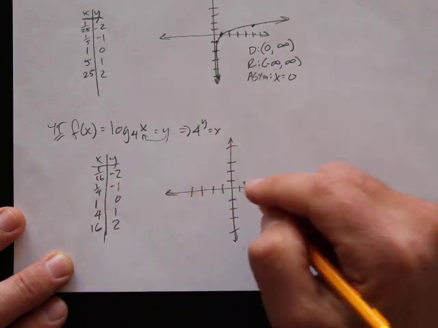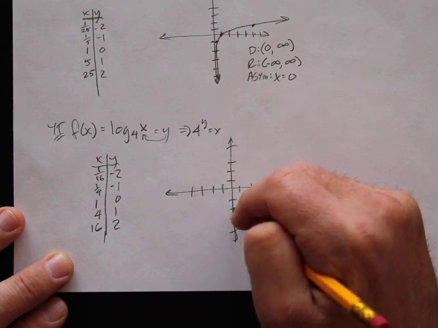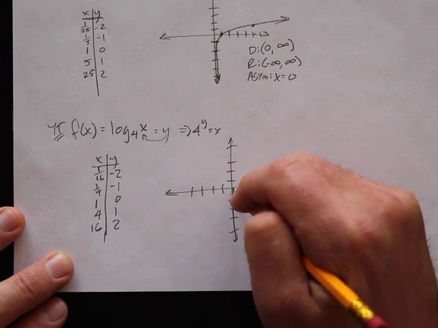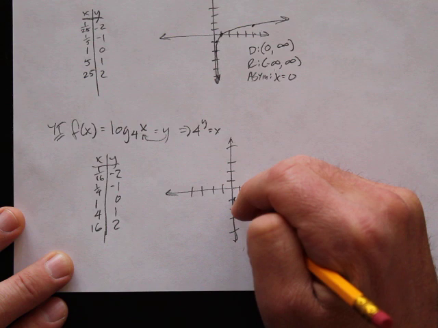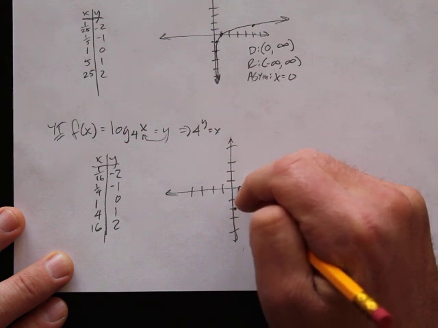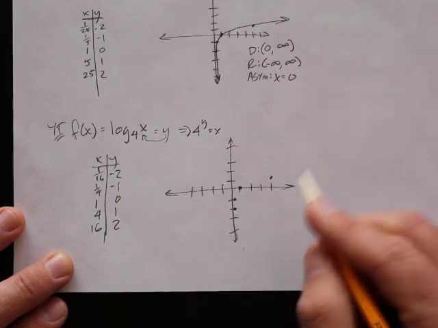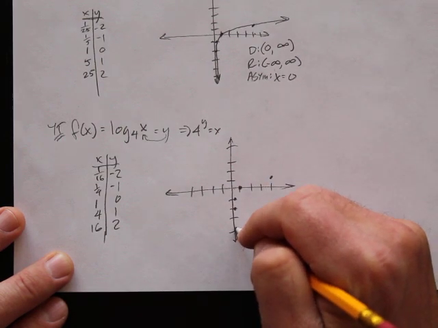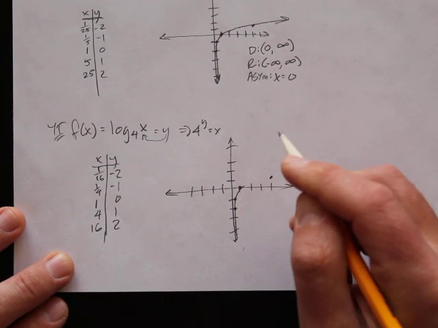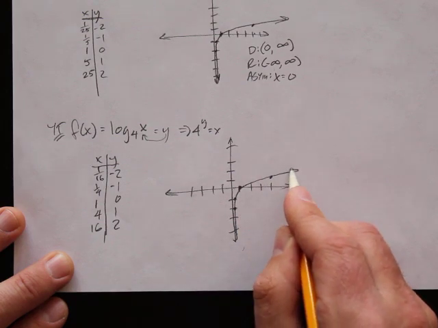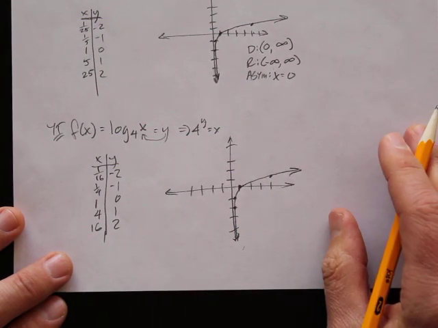All right, when x is 1/16, y is -2. When x is 1/4, y is -1. When x is 1, y is 0. When x is 4, y is 1. And then we got 16 way over here when y is 2. So draw this guy, boop. And that's what it should look like.